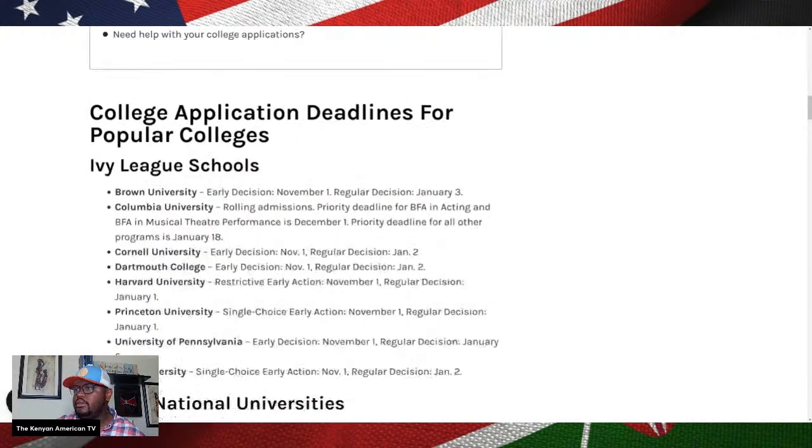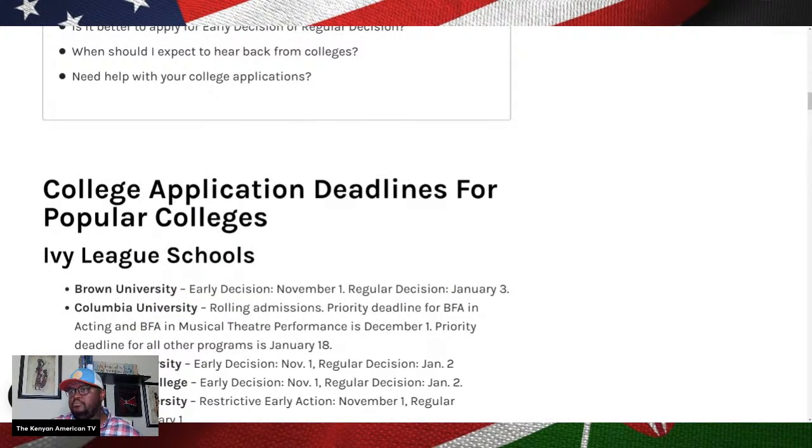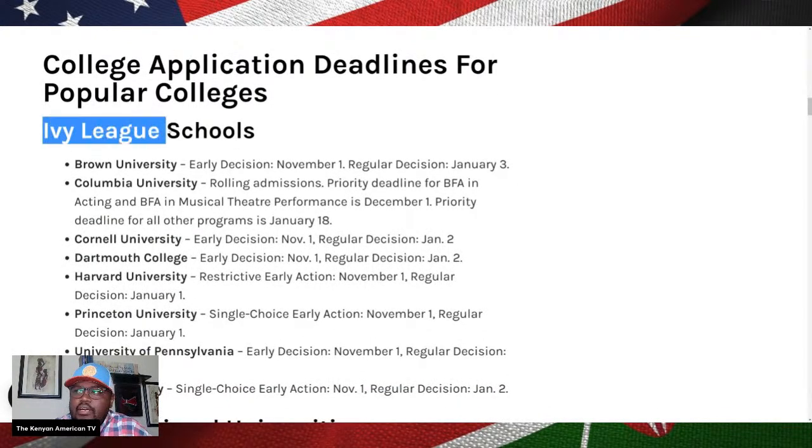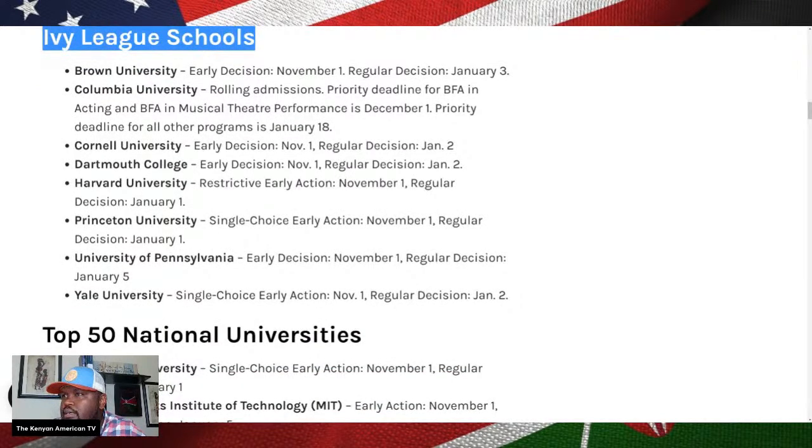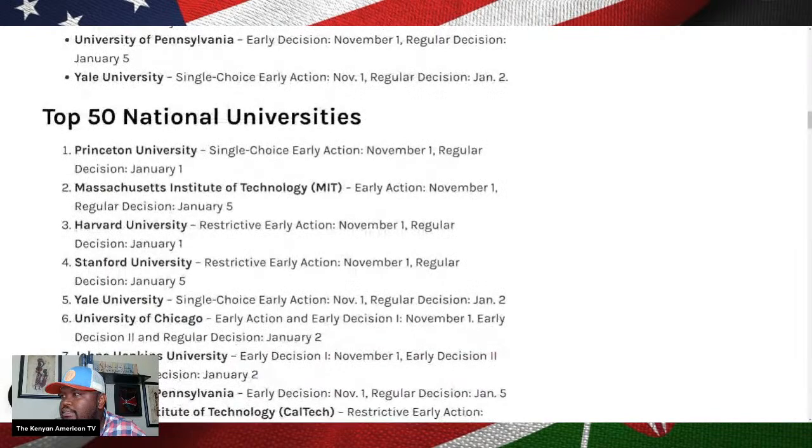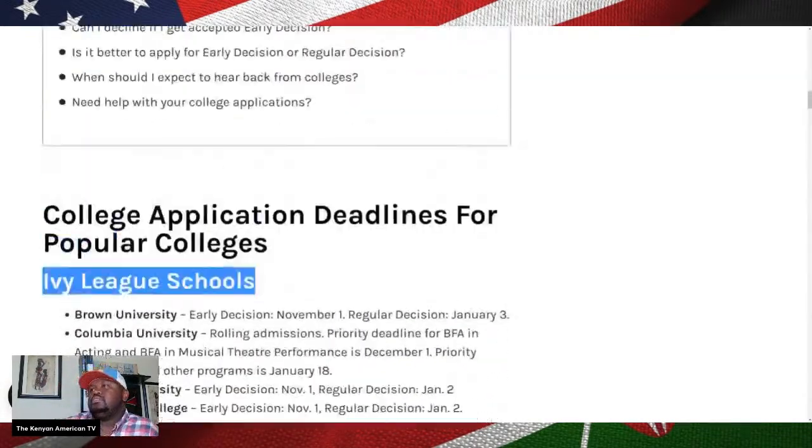All right. So it looks like it first gives you Ivy League colleges, which are really high level colleges. Admission is low because there's a lot of competition to get into those colleges. So those are Ivy League schools. It looks like Brown University, early decision November, rolling admission priority deadline. Columbia says Cornell November 1st. Dartmouth. Wait, I think these are spring. I thought they would say fall.